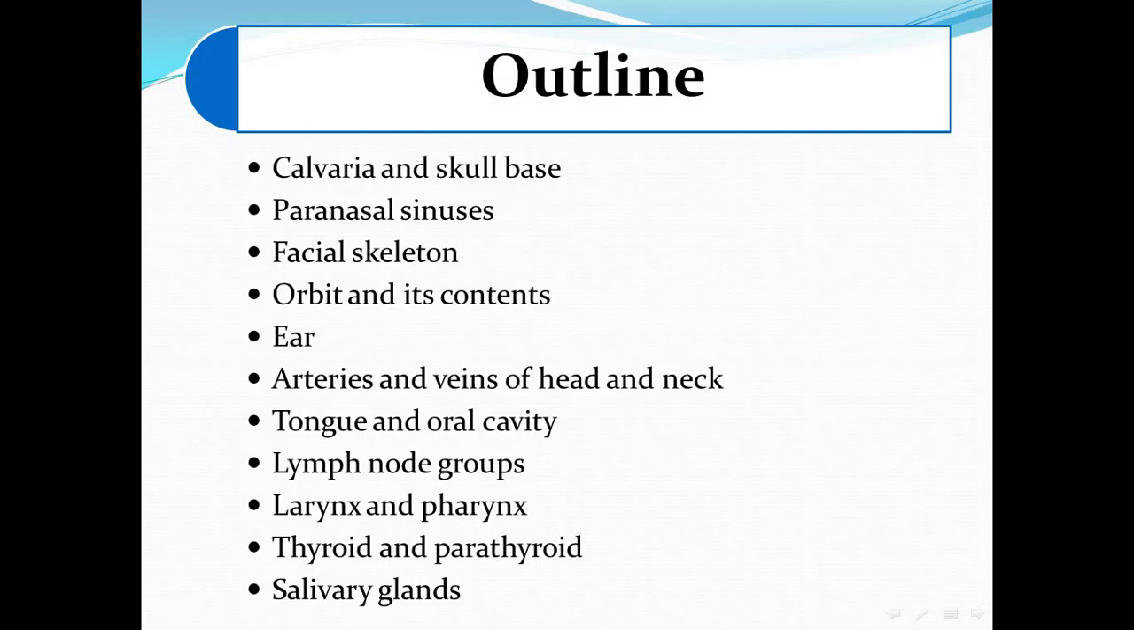In this section we will discuss the calvarium and skull base, the paranasal sinuses, the skeleton of the face, the orbit and its internal contents, the ear, the arteries that supply the blood to the head and neck, and the veins that drain the venous blood, the tongue and oral cavity, the lymph node groups, the larynx and pharynx, the thyroid and parathyroid gland, and the salivary glands.